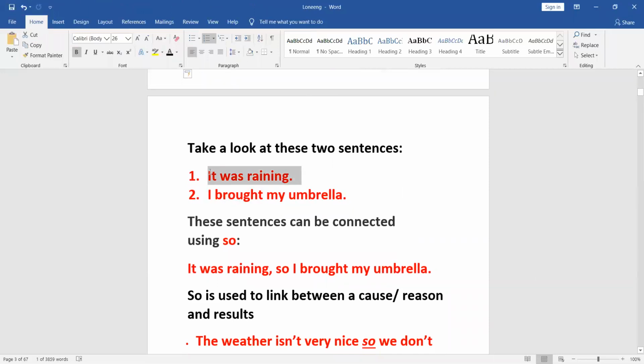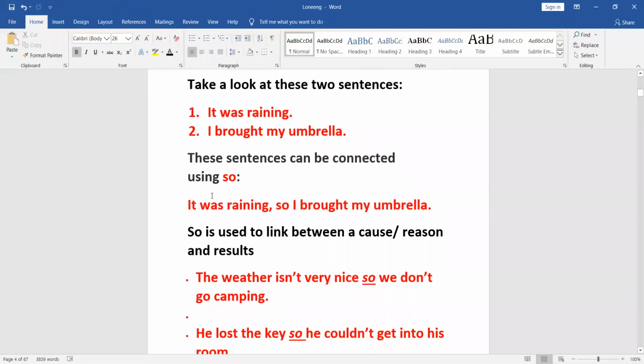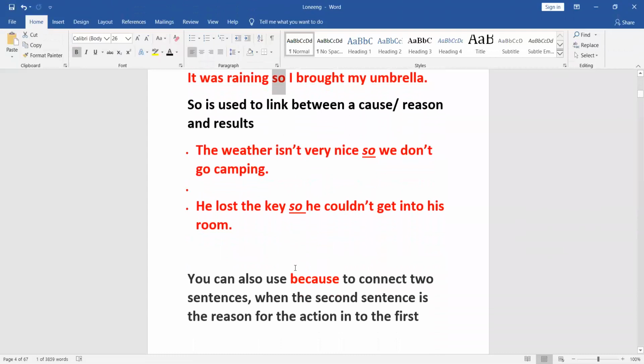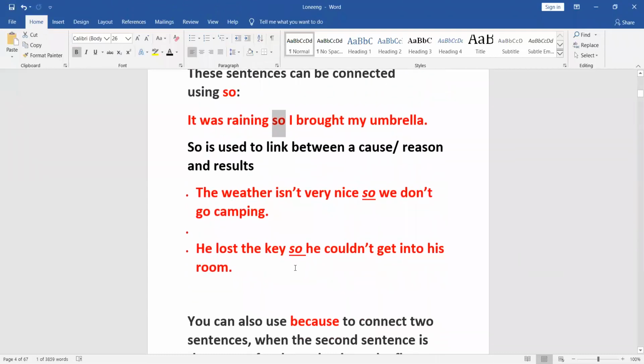It was raining, I brought an umbrella. So you could say, it was raining, so I brought an umbrella. So the connector here, the conjunction here, is "so". "So" is used to connect these two sentences. Did you understand that? Let's quickly take a look at another example. Before that, I'll give you the definition.